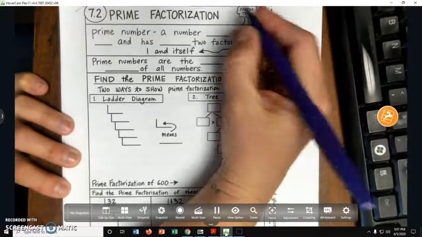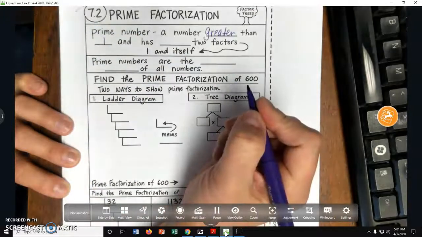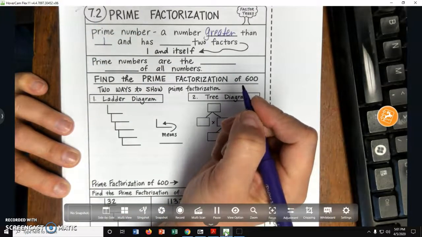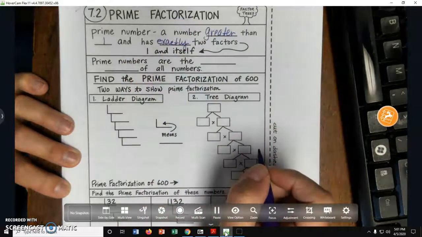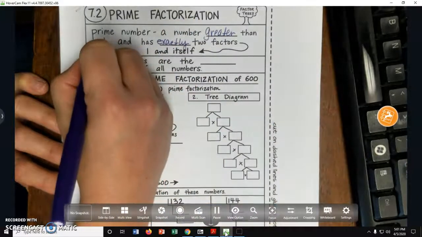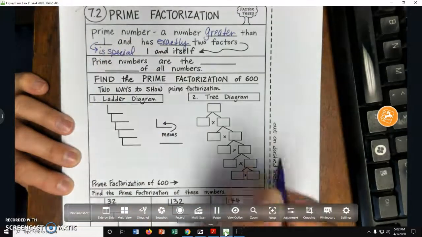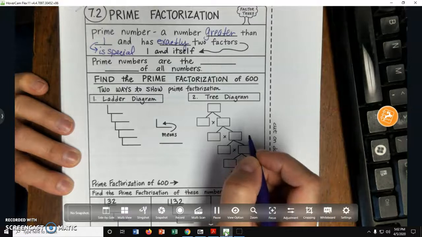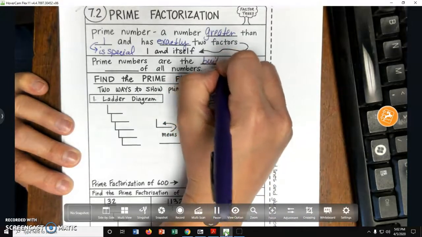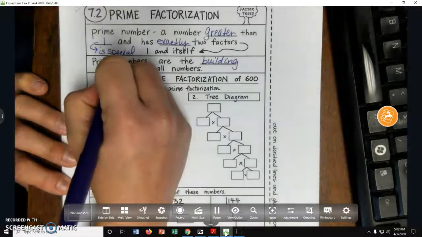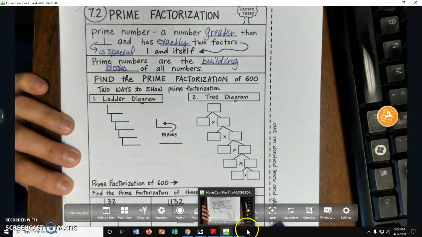is a number that is greater than 1 and has exactly 2 factors, 1 and itself. Okay, so remember here the number 1 is special, right? It's neither prime nor composite. Prime numbers are the building blocks of all numbers.